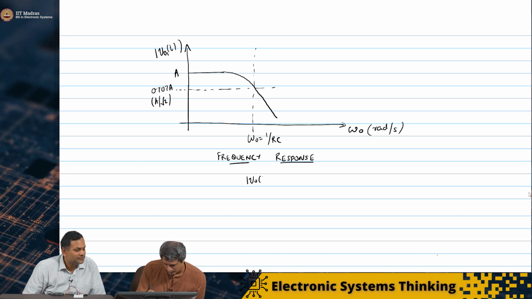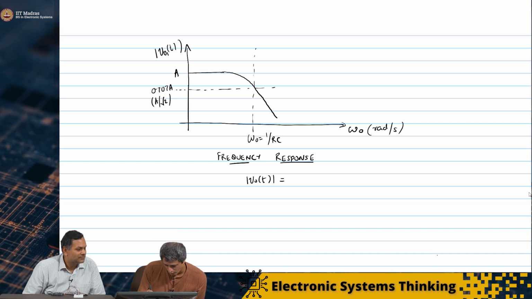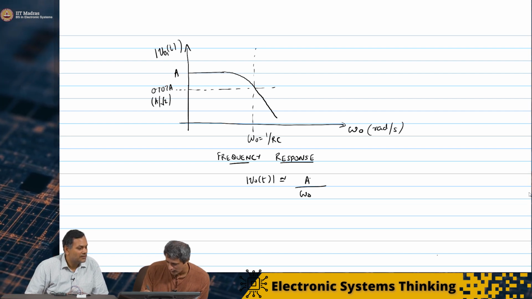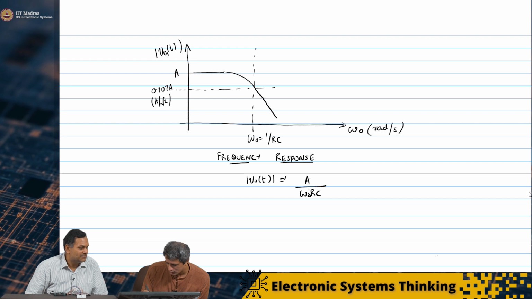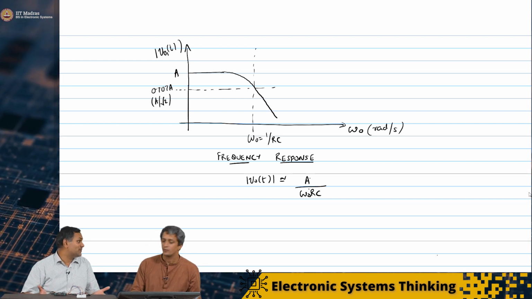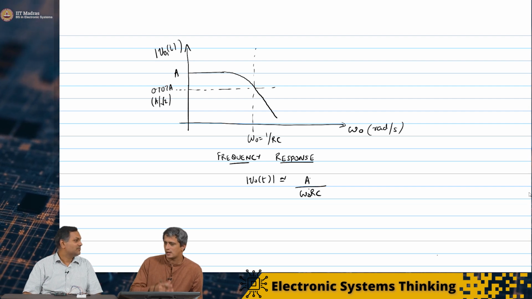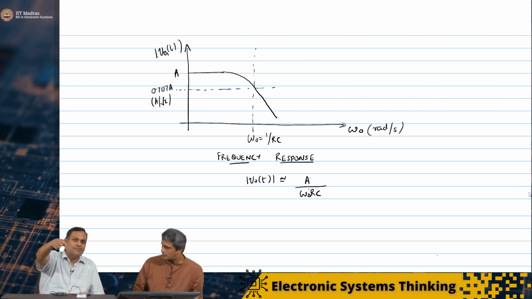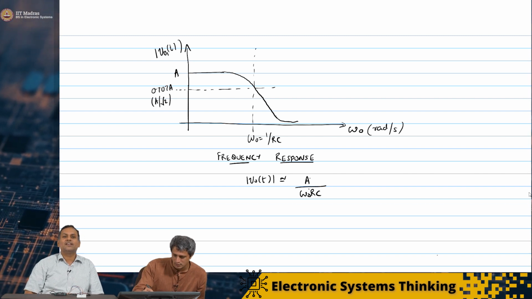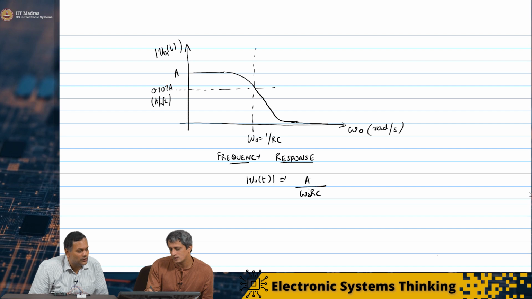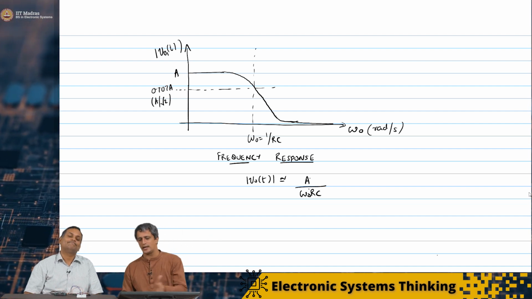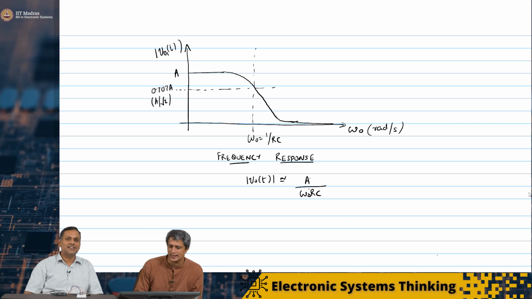So you're saying that mod of V out of t is approximately equal to A by omega naught RC, when omega naught is much, much larger than 1 over RC. So this is like a 1 over x. If you extend this same curve, it will go as 1 over omega naught and asymptotically get to 0.